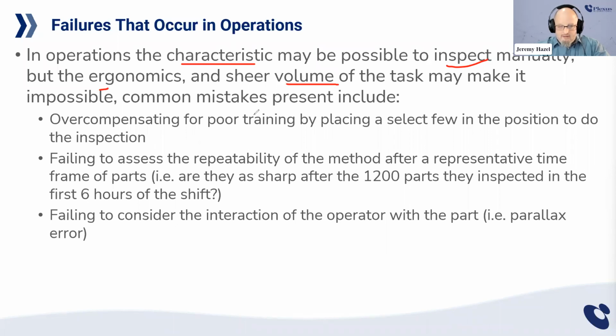The top 3 mistakes that we see for visual inspection: we overcompensate for poor training of the mass production style operators by placing a select few in the position to do the inspection. We gauge our visual inspection off from our all-stars. Even though maybe you have 3 shifts and your all-stars are only on 1 or 2 of those shifts. And worse yet, let's say that you have all-stars on all 3 shifts. We reward them by inspecting more and more parts. And this brings me to number 2.